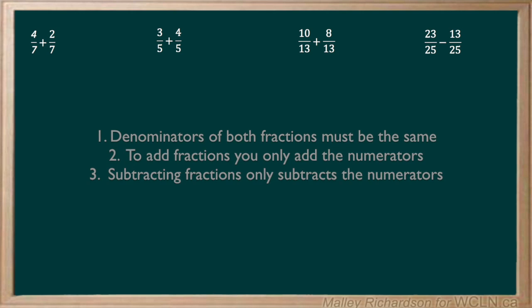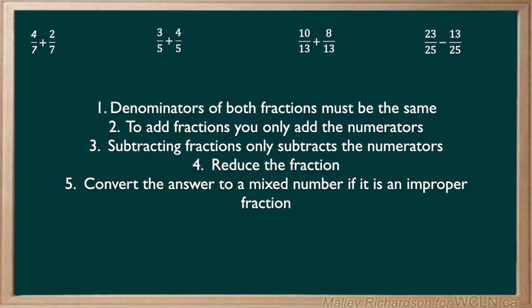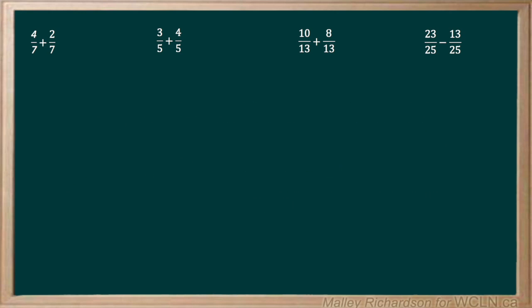The fourth thing to remember is we always have to reduce the fraction to its lowest form after we perform the addition or subtraction. And finally, the fifth thing to remember is when the fraction is an improper fraction, we have to convert it to a mixed number. So knowing these 5 rules, let's first start off with the first question.